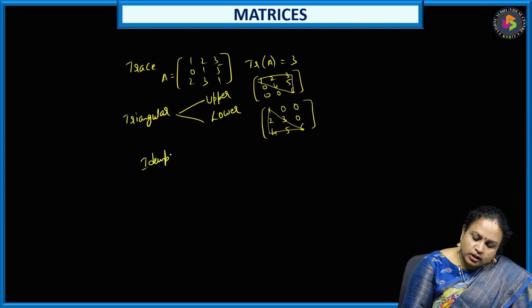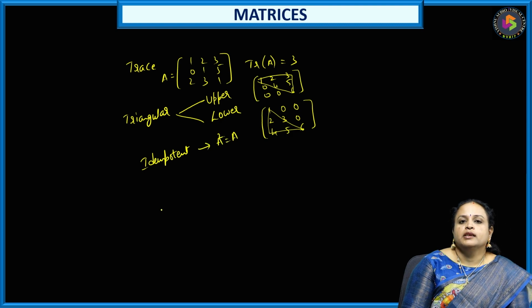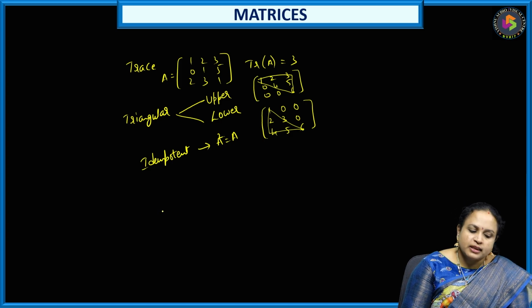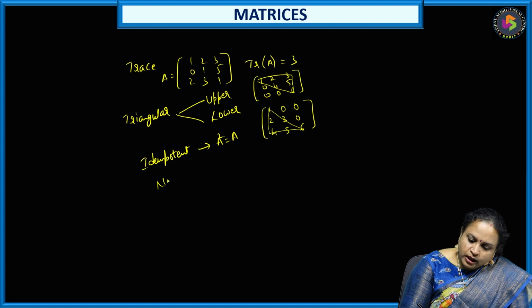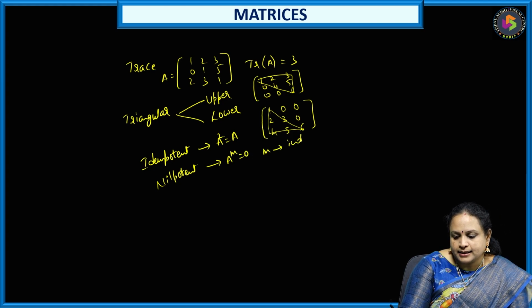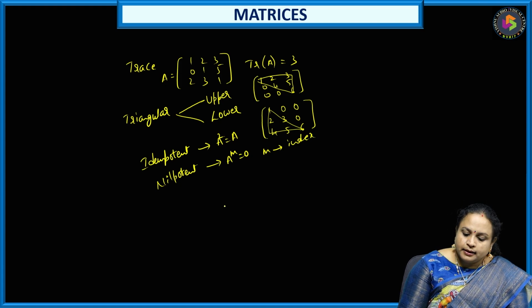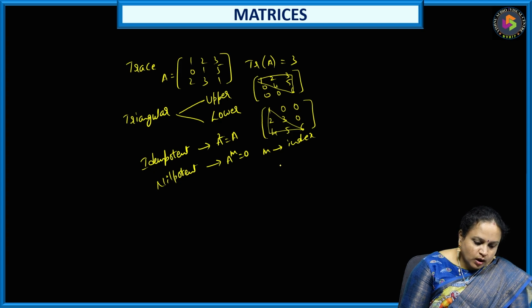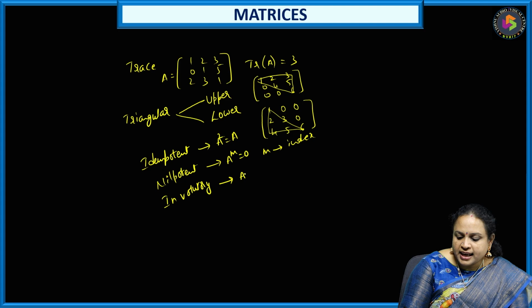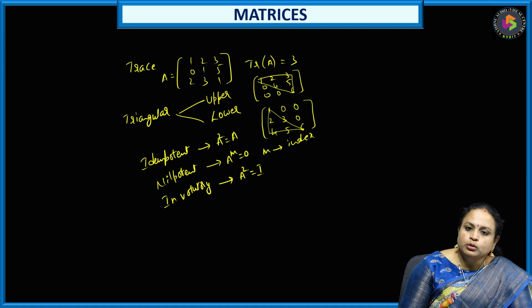Then we have idempotent matrix. Idempotent matrix means A square equal to A. We call a matrix A an idempotent matrix if A square equal to A. Then we have nilpotent matrix. Nilpotent matrix means A power m equal to 0, and this m is called the index. A power m equal to 0 where m is called the index, that is called a nilpotent matrix. Then we have involutory matrix. In an involutory matrix, A square equal to I.